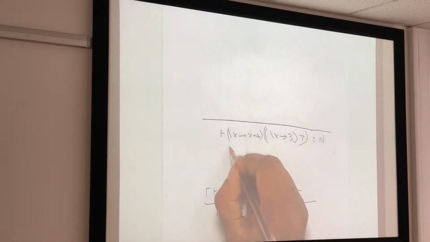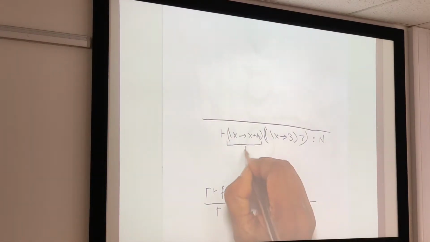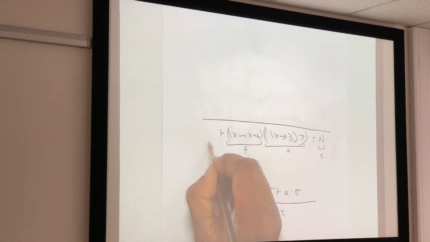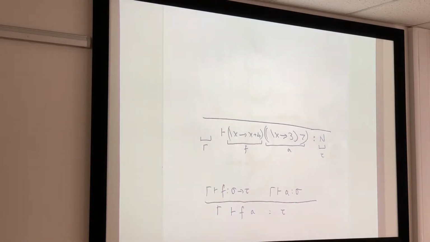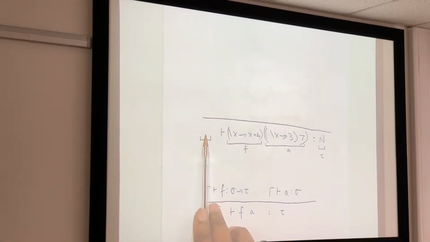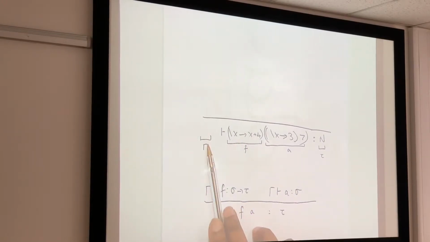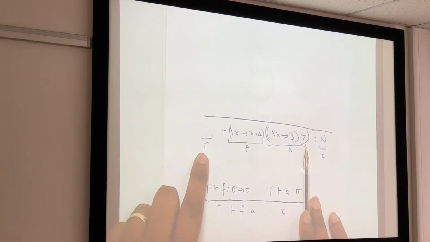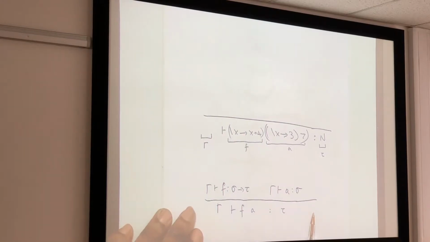And in our general rule, that's our f, that's our A, that's our tau, and that's our gamma. So the gamma is empty, and that's because, remember, the context always tells you what to do with the free variables. In reduction semantics, the context is telling you the value of the free variables. Here, we're doing types, so the context will tell you the type of the free variables. But in here, there are no free variables. That's why this context can be empty. Anyway, so now we can just apply this rule.